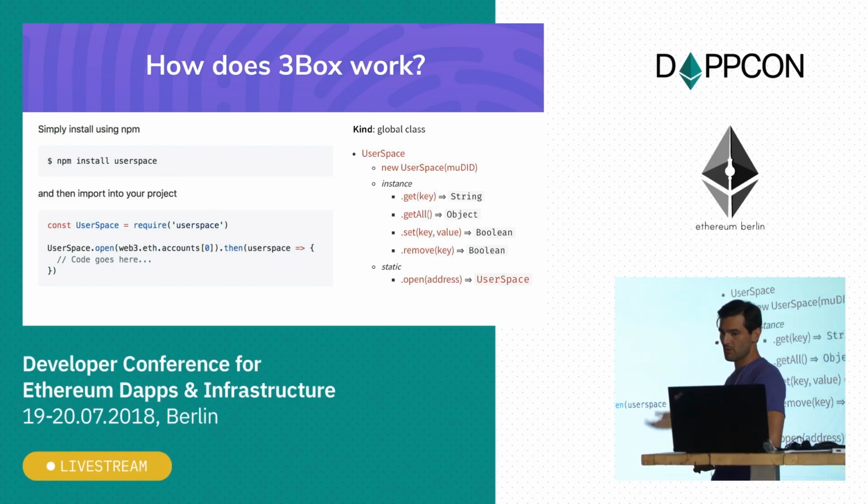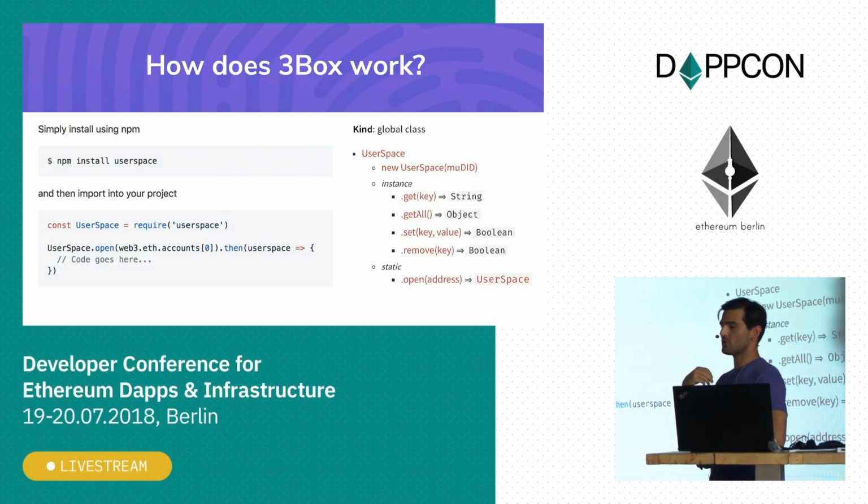It's very basic at the moment. You can get a specific string that you're looking for that you know you added. You can get everything in there. You can set a key value pair, and you can remove a key. In the future, we'll add things like encryption and dApp sharing.